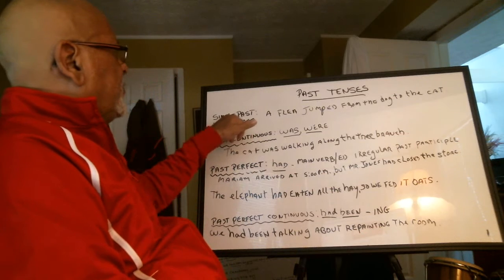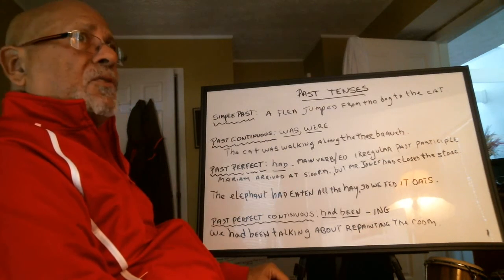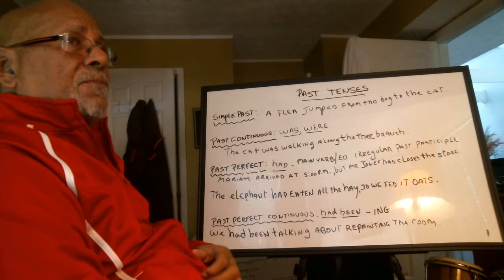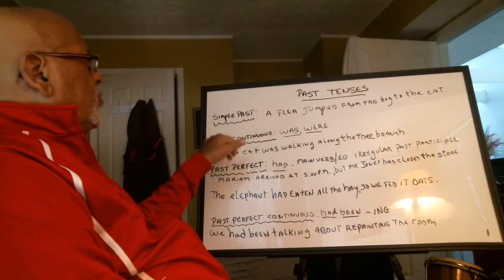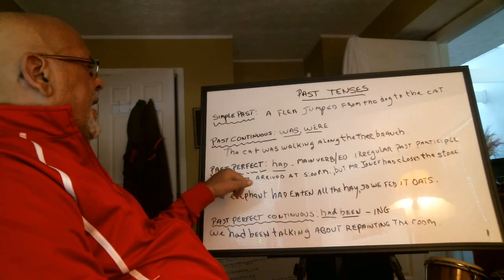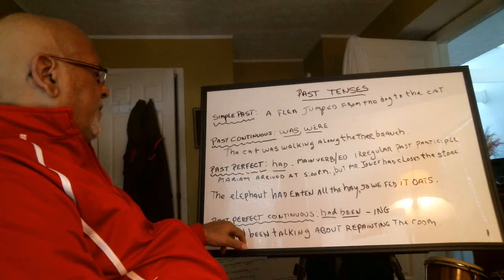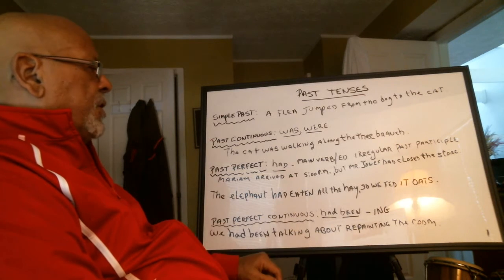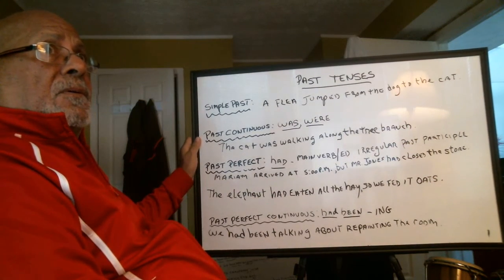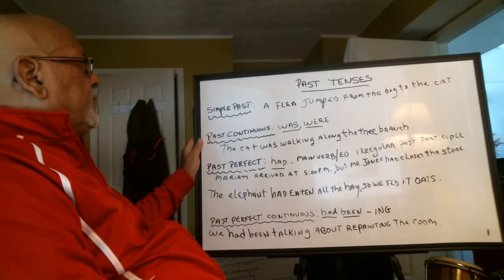So we have the simple past, the past continuous, which I love to call progressive. I call it the past progressive. You probably will call it the past continuous. Then we have the past perfect. And then we have the past perfect progressive. So these are 4 tenses that are in the past.